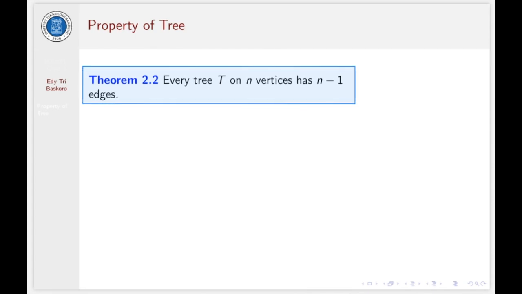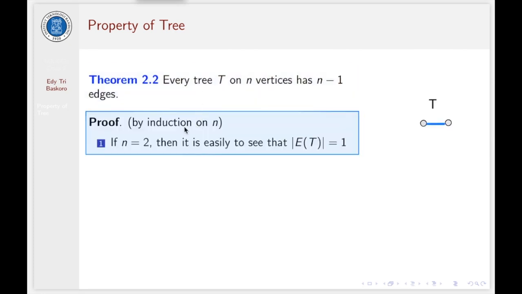This is the second property. Every tree on n vertices always has n-1 edges. We are going to prove this theorem by induction on n. If n equals 2, then it's easy to see that we have only this tree, right? Because the tree must be connected, then we only have one edge. So that means the theorem is true for n equal to 2.